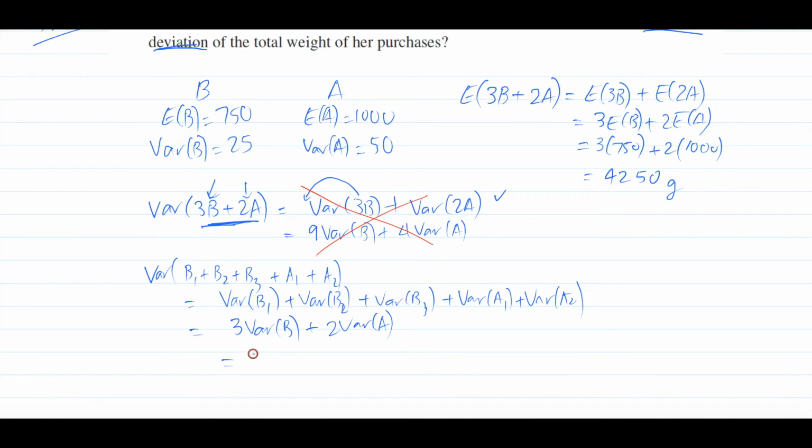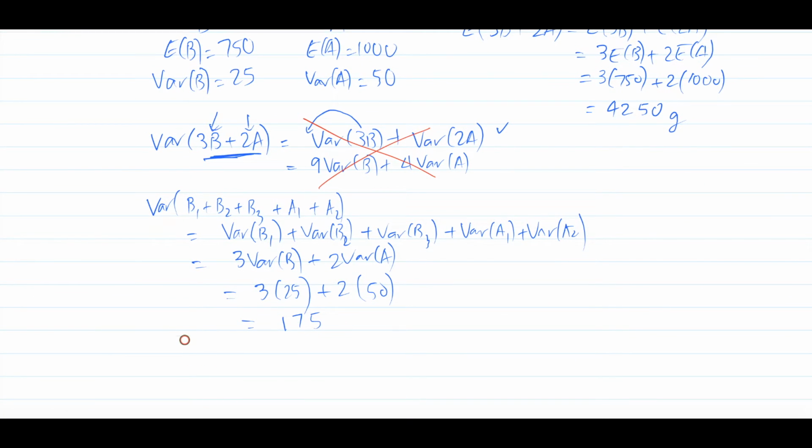3 times variance of B would be 3 times 25 right here, plus 2 times variance of A, that's 2 times 50, and then your answer should be 175 grams. And of course, if you want to find the standard deviation, just take the square root of 175, and you should get your answer, okay? So that's pretty much the answer in your textbooks as well. It's just the textbook doesn't explain this.